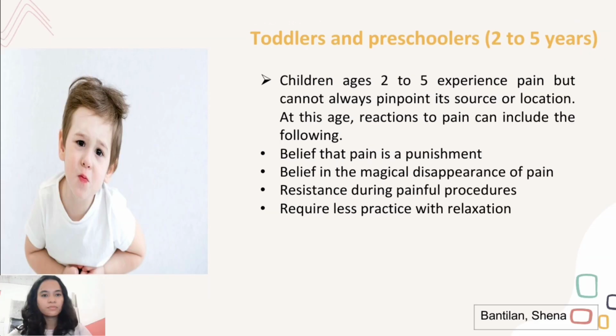For toddlers and preschoolers, 2 to 5 years, children ages 2 to 5 experience pain but cannot always pinpoint its source or location. At this age, reactions to pain can include the following: belief that pain is a punishment; secondly, belief in the magical disappearance of pain; third, resistance during painful procedures; and lastly, requiring less practice with relaxation.